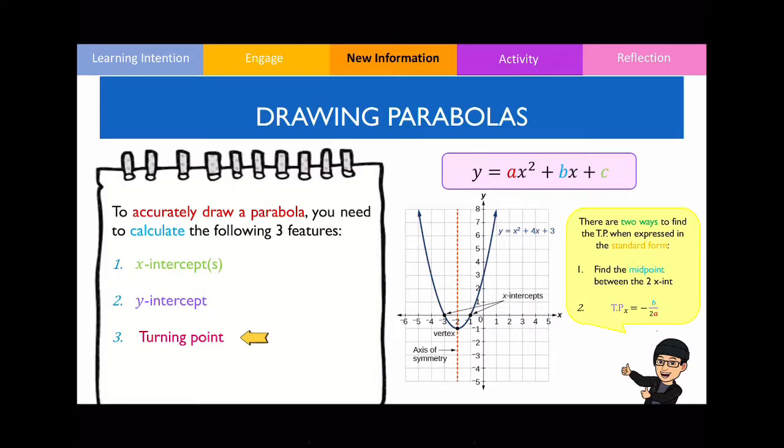And for the last thing that I want to talk about, and this is probably the main part as well, other than actually sketching, but how do you find the turning point, okay? We're mainly going to be looking at equations today that are expressed in the standard form. And when it's expressed in the standard form, there are two ways to do it.